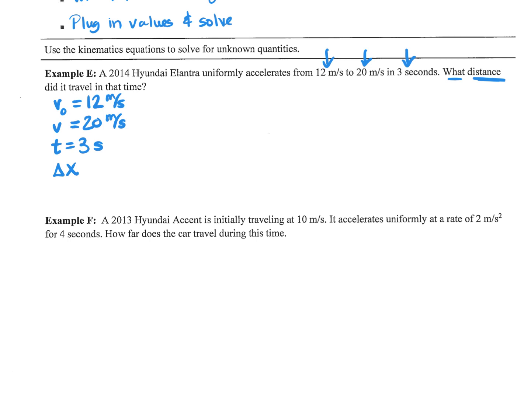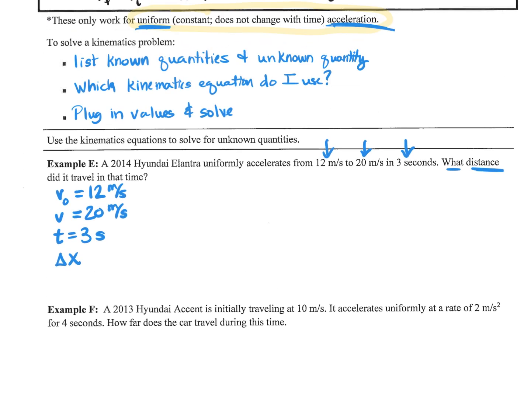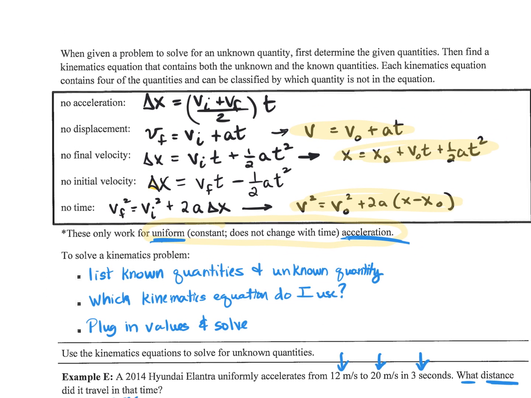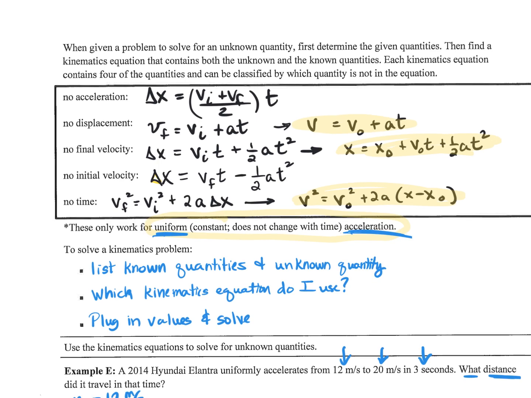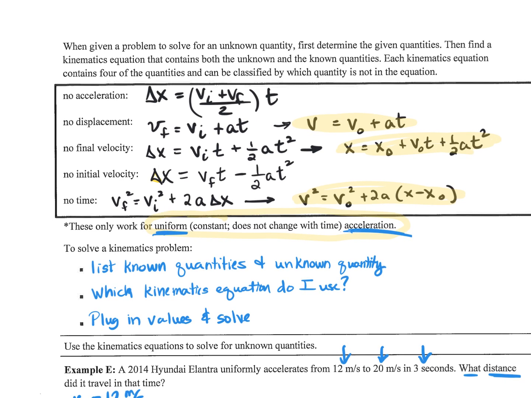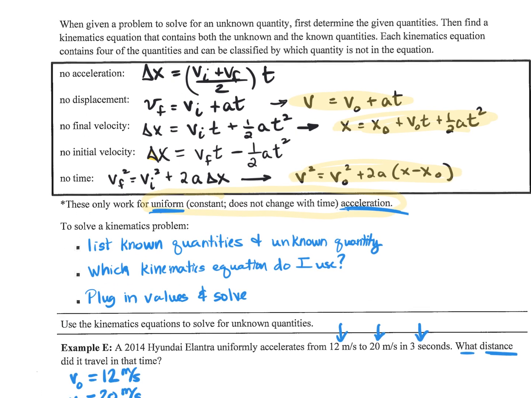Okay, so now we have to pick which equation we're going to use. What are we missing here? We're looking for the distance, and we have velocities, but we don't have the acceleration, do we? So which one of these equations does not have acceleration? Delta x. Yeah. So that's the one we have to use, guys.